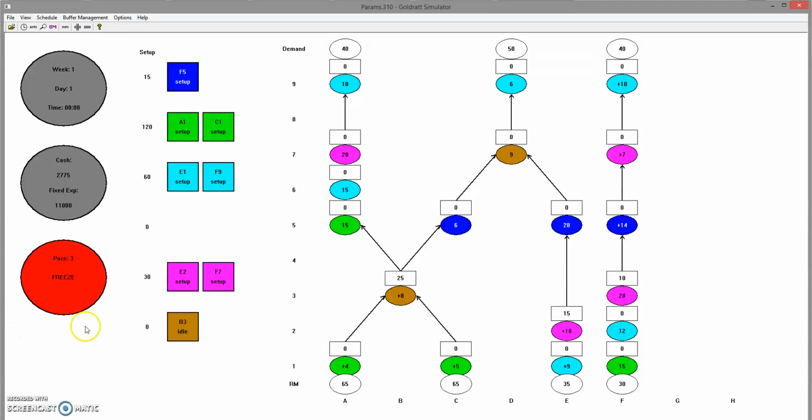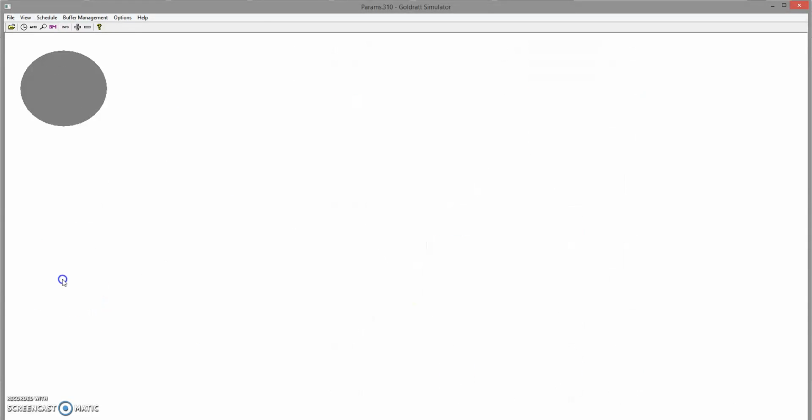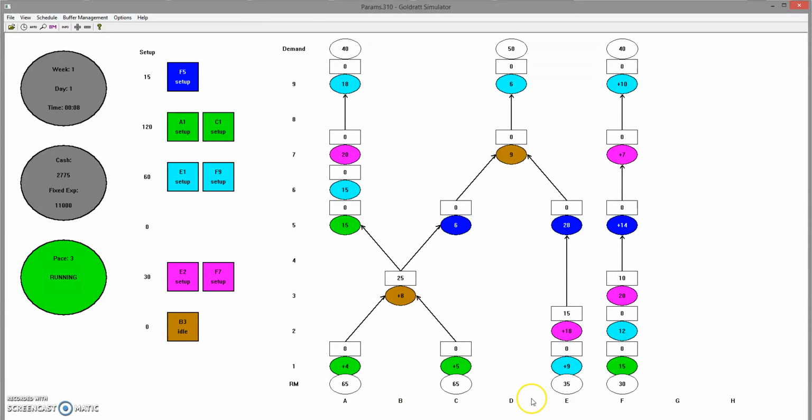Okay, so let me go ahead and click on the freeze button. Now it starts running. You can see that this guy has started producing, and accordingly these symbols have changed. So it has started producing. Some of them are still setting up. A1 is setting up, C1 is setting up, F9 is setting up. That's why we are not seeing any sales as yet.